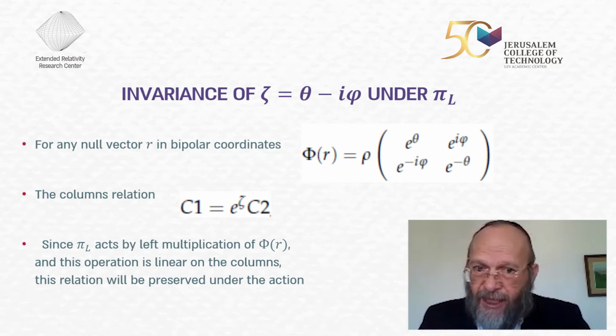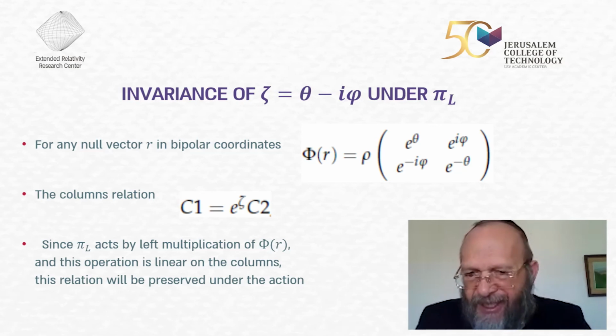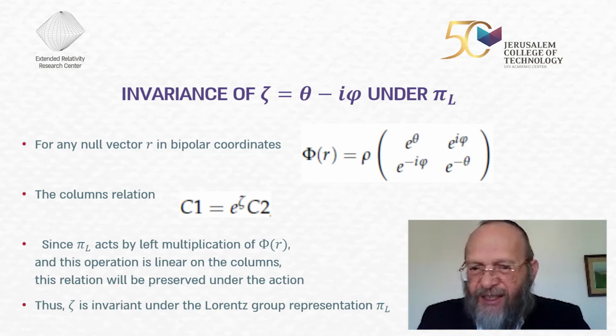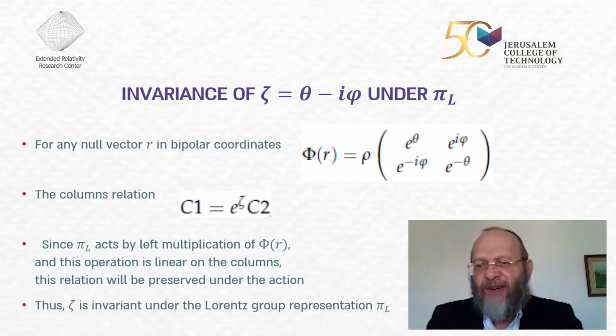Now, pi L acts on this by multiplying from the left. Multiplication from the left of a matrix acts as a linear map on each column. A linear map preserves the ratio between 2 vectors. That means after applying the representation pi, the first column will still be e to the power zeta times the second column. It means e to the power zeta is preserved, and that zeta is invariant under the Lorentz group representation pi L. So we had some kind of invariant.